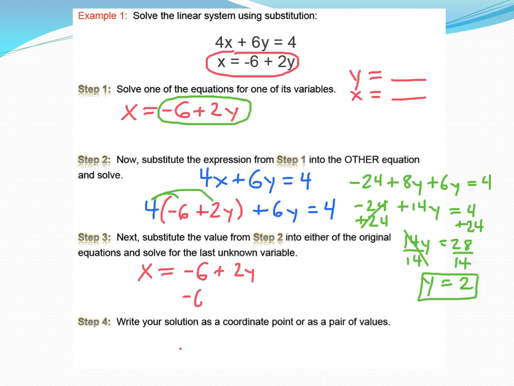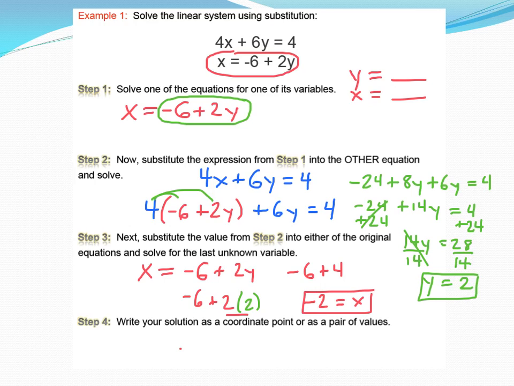So I'm going to plug in -6 plus 2 times y, which is 2. And then I can simplify. So 2 times 2, I'm going to do that first. So that's -6 plus 4. -6 plus 4 is -2. So I know that -2 equals x.